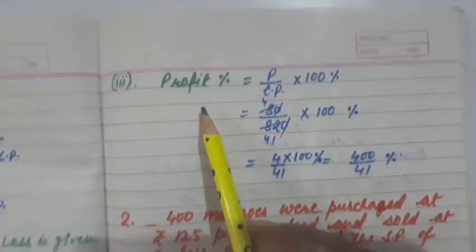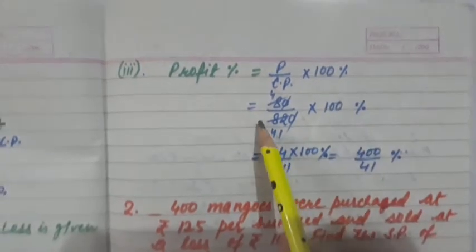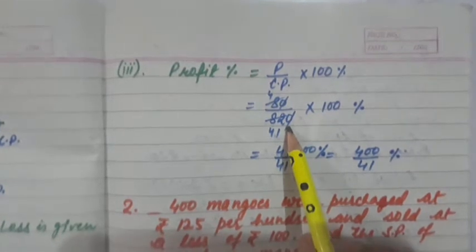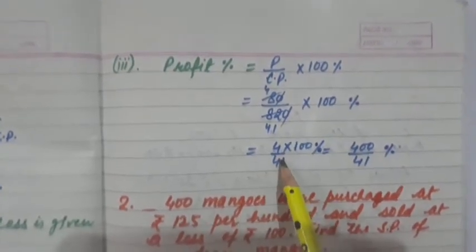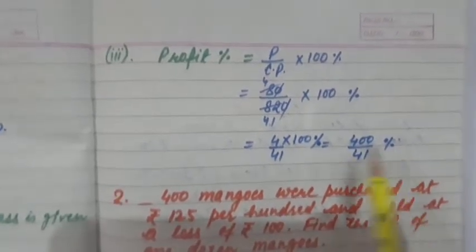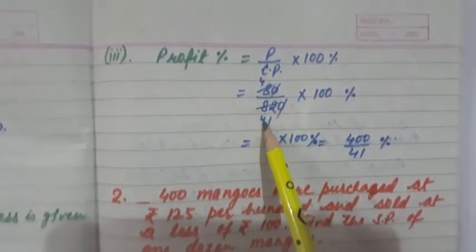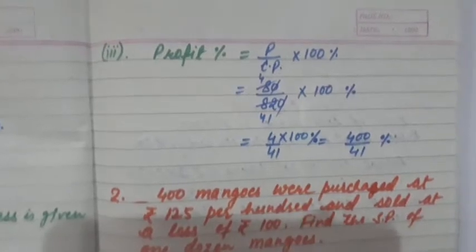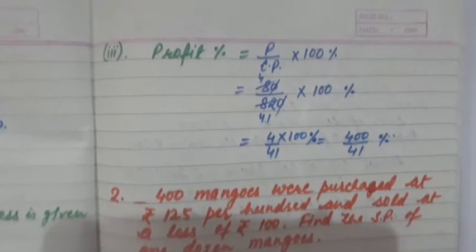Profit percent is equal to profit upon CP into 100%. That is equal to 80 upon 820, where 820 is the actual CP, into 100%, which is equal to 4 upon 41 into 100, that is 400 upon 41%. When we cancel the zeros, 4 twos are 8 and 41 twos are 82. So there is 4 upon 41. Therefore the answer becomes 400 upon 41%.